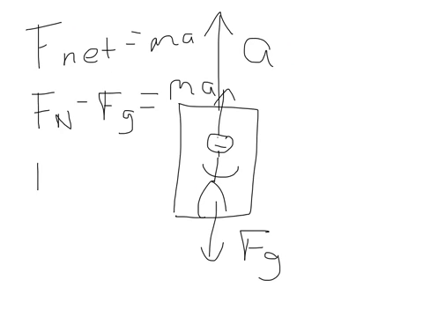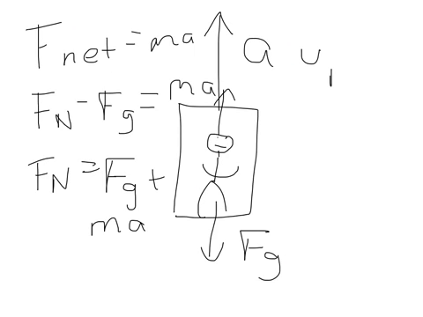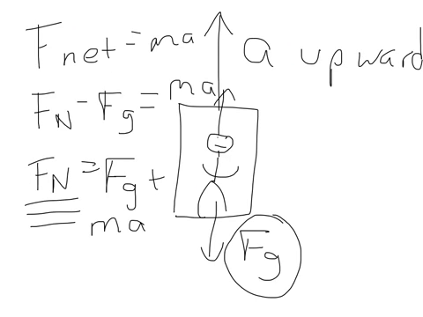So what I could then say is the normal force is equal to the force due to gravity plus ma. So what this means is when the elevator accelerates upward, the normal force acting on the person is going to be greater than when the elevator is stationary, so the person is going to appear to weigh more. They're not going to weigh more, of course, because Fg is no different than what it was earlier. But the normal force, which is what the scale records, is going to show a greater value because of the upward acceleration.